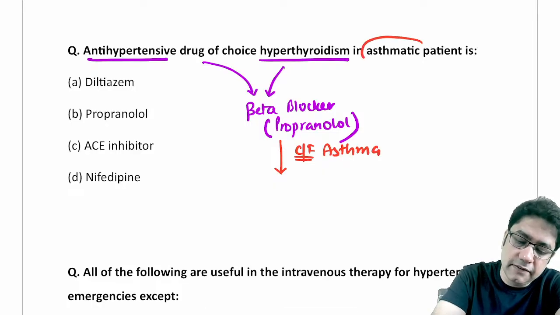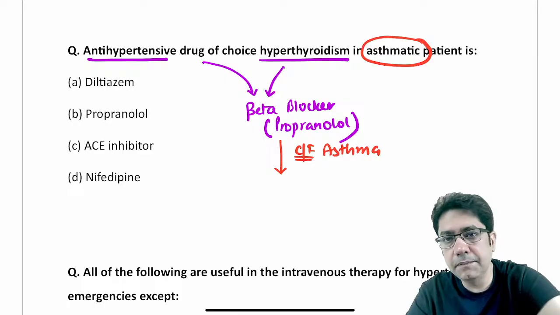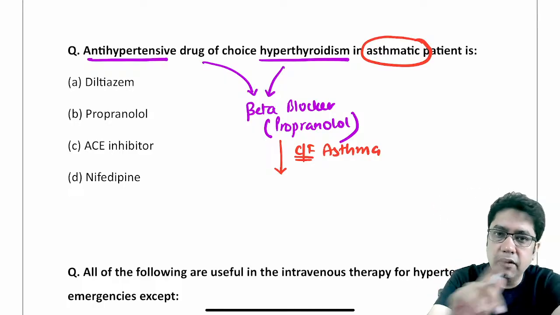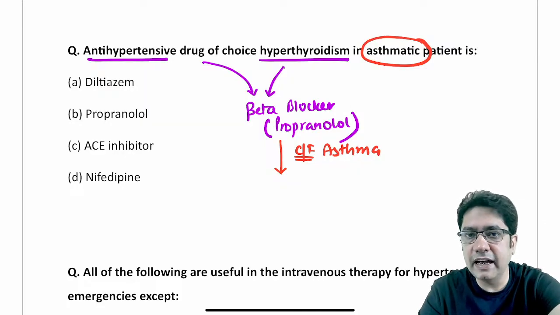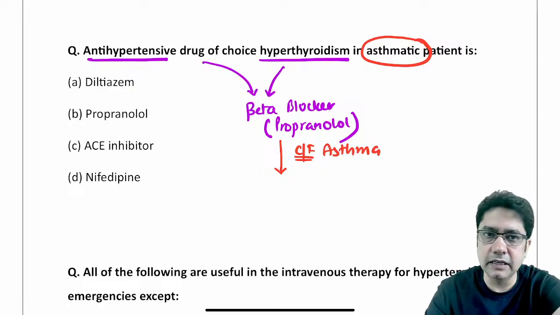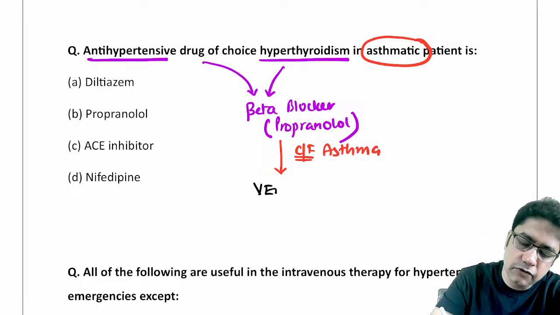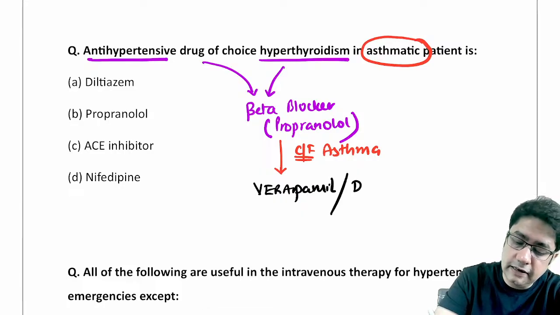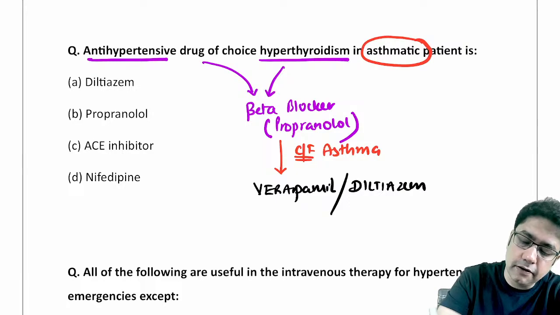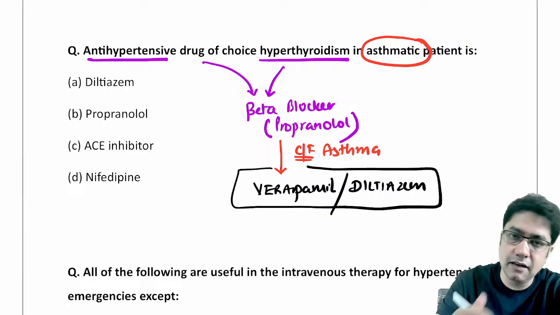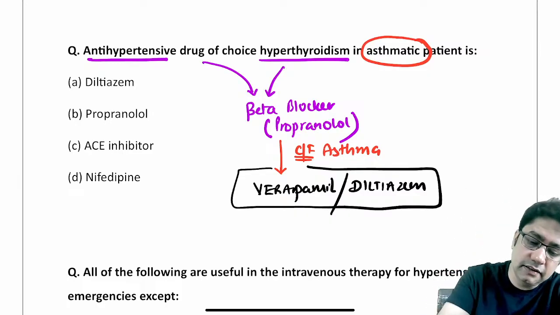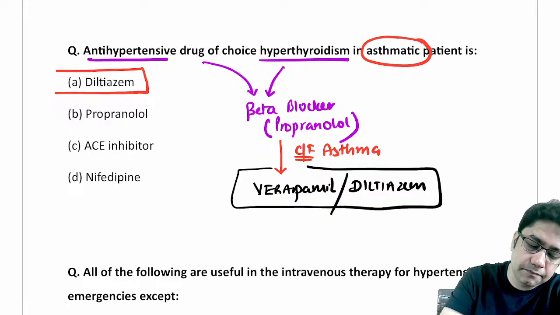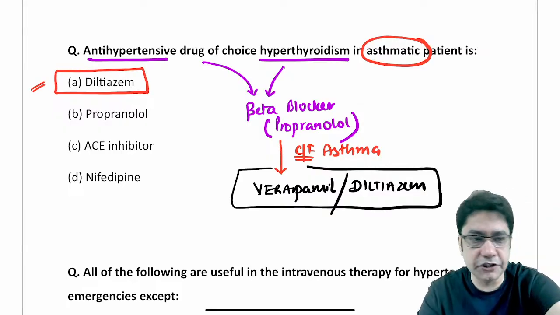So here the patient is having asthma. If the patient is having asthma, then we will not give beta blocker, we will give a similar calcium channel blocker which will act on the heart and protect from arrhythmia. So either you can give verapamil, which acts on the heart, or you can give diltiazem instead of beta blocker. So we can use them as a replacement for beta blocker in an asthmatic individual. So here the answer comes out to be diltiazem. This was the last year NEET question.